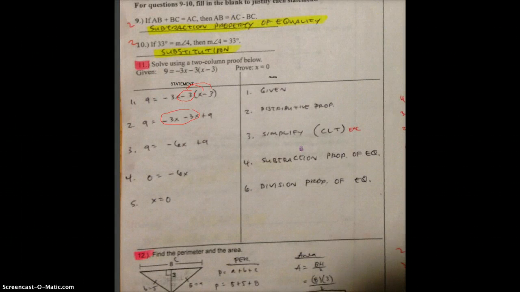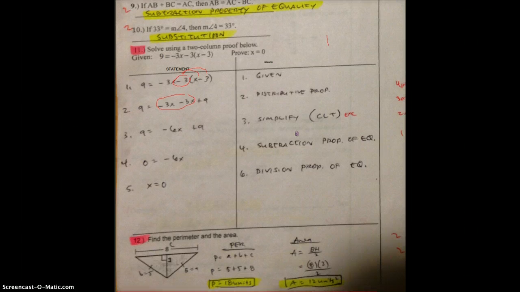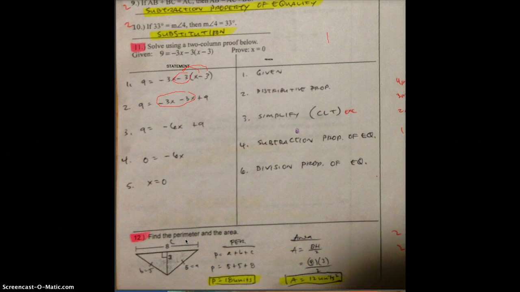And then question number 12 is the same question from your chapter 1 test. Find the perimeter and area. Perimeter, here's your equation. Perimeter equals A plus B plus C. It doesn't really matter which one A, B, and C are, because of the commutative property of addition, which means you can just change the order and it's still the same. Add those all up and you get a perimeter of 18 units.